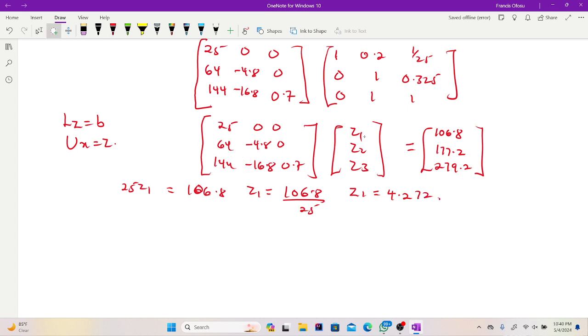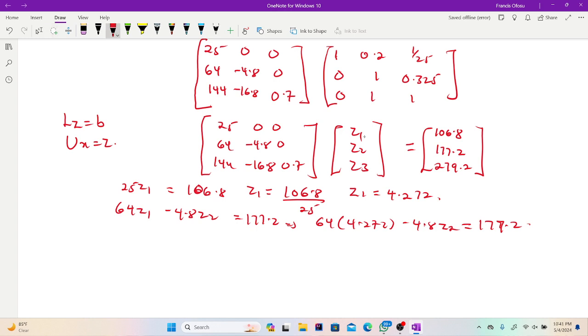Then I come to the second, 64 by z1 minus 4.8 by z2. Then this one to be 0. This should give me 177.2. So I simplify. I know z1 to be this, so I'll simply write 64 by 4.272 minus 4.8 z2 is equal to what? 177.2. Is that not it? So at this point, I do this simple. 64 times 4.272, right? So I'm getting 273.408 minus 4.8 z2 is equal to 177.2.